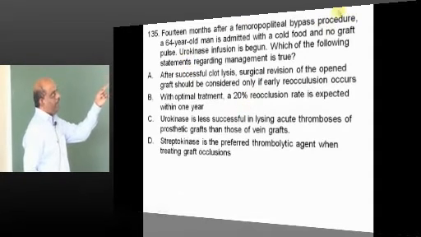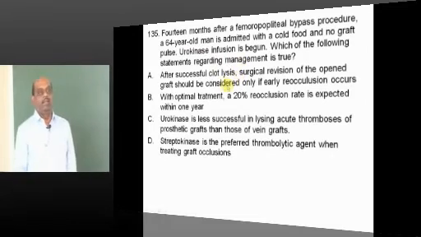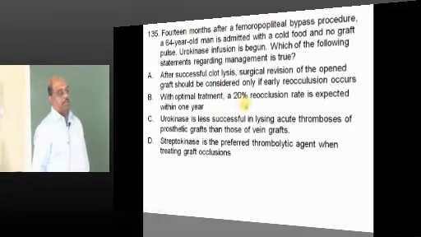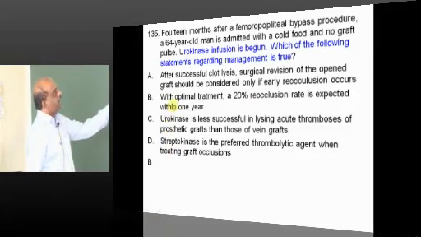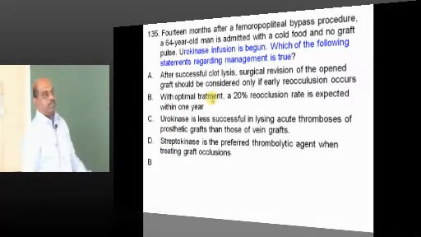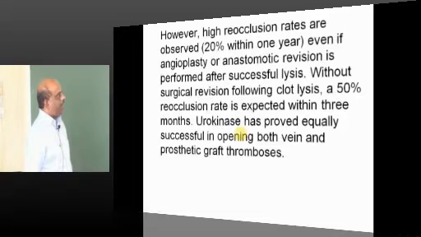14 months after femoropopliteal bypass, 64-year-old, urokinase was given. So what is the possible truth about it? B. With optimal treatment, 20% reocclusion is basically expected within about 1 year.